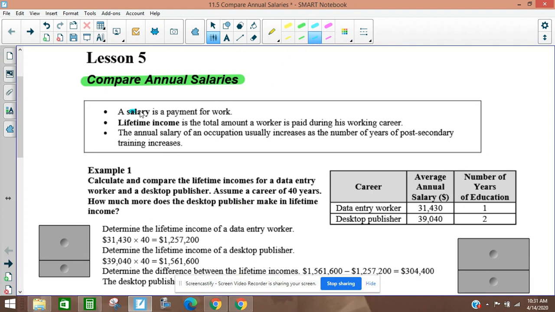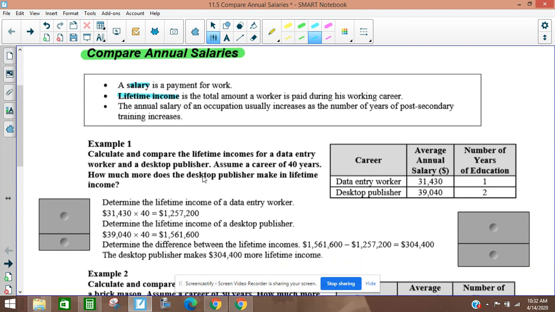A salary is a payment for work. So whenever you work, whatever they pay you, that's your salary. A lifetime income is the total amount a worker is paid during his working career. The annual salary of an occupation usually increases as the number of years of post-secondary training increases. So the more years of training you have for the job, the more they increase your salary.